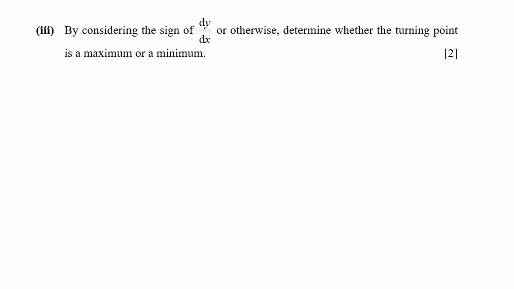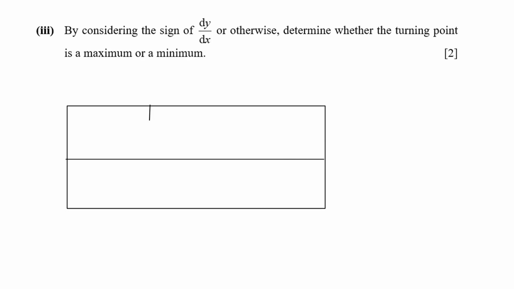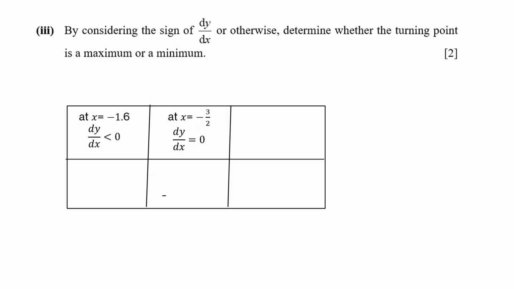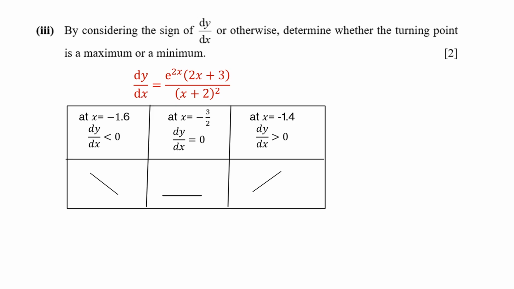Alright, just a little bit more, and then we'll be done with this assignment. For part 3, we're supposed to consider the sign of dy/dx, meaning using the first derivative, to determine whether the turning point we found just now is a maximum or minimum point. So what do we mean by first derivative? Yes, the table. From part 2, we found your dy/dx, which is very important because I need that particular dy/dx. This is what we found earlier on at part 2.